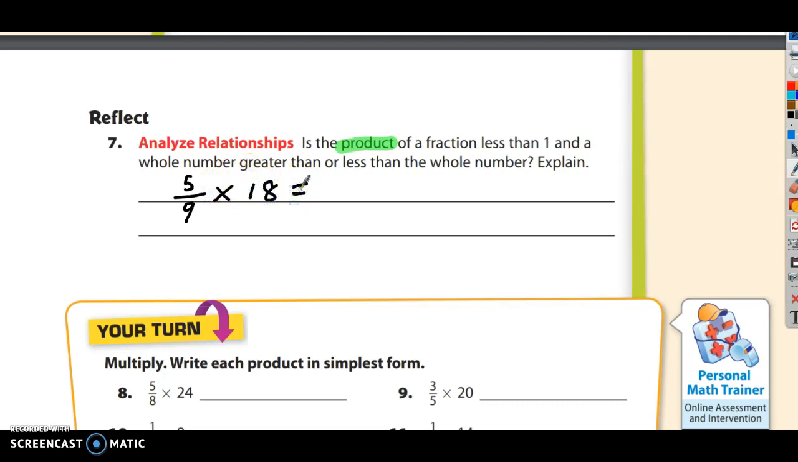And reread it one more time. Is the product, the answer right here, we're going to get an answer. Is the product going to be greater than or less than the whole number? Well, when you multiply, the answer is almost always greater than the factors. But in this case, the answer is going to be, well, we just did this on the previous page. 5/9 times 18 is 10. In this case, it's less than. And that's kind of the deal here. When you multiply by a fraction, the product will be less than the whole number. And that's what we want to write here.